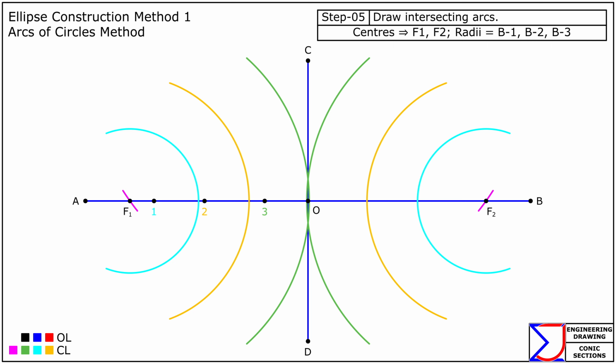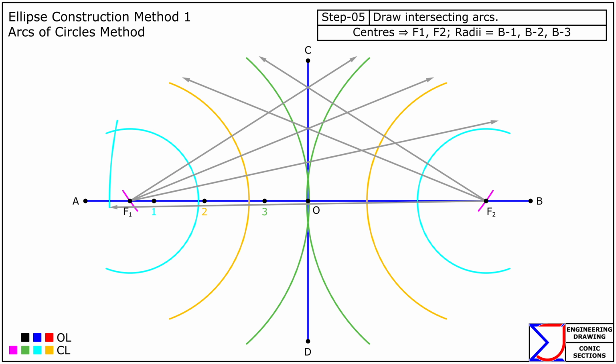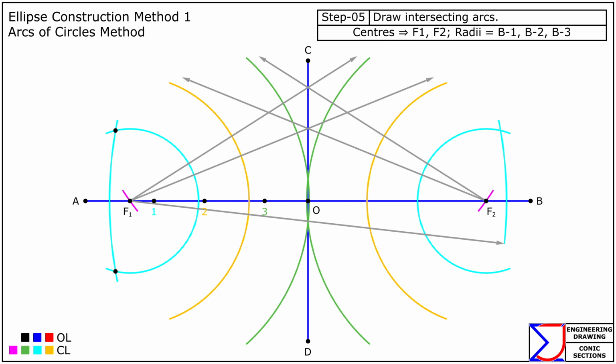Similarly, using radii B1, B2, B3, draw arcs from F1 and F2 to intersect the previous arcs.